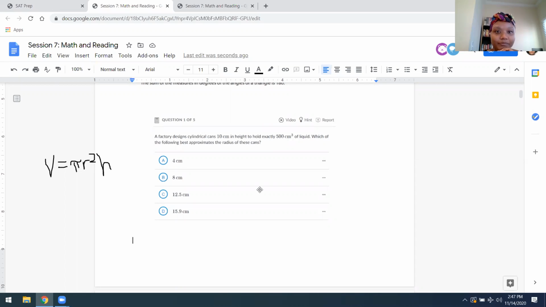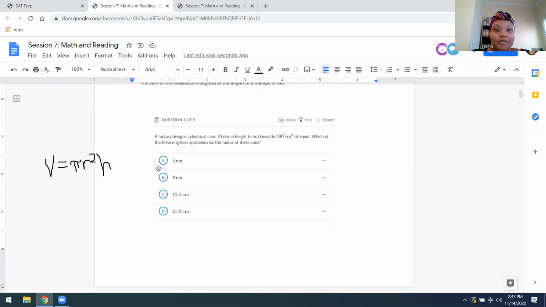So here, it says a factory designed cylindrical cans, 10 centimeters in height, to hold exactly 500 cubic centimeters of liquid. Which of the following best approximates the radius of these cans? So with these math problems, always think of how you want to translate the math symbols and terminology into words that you understand.